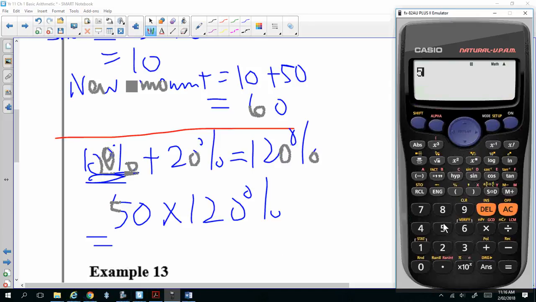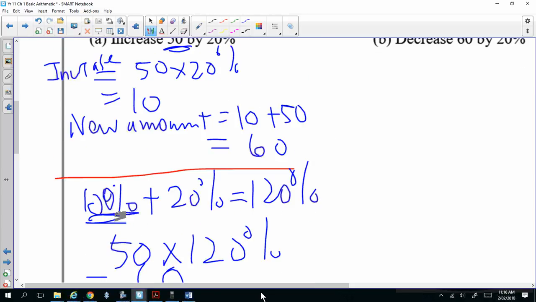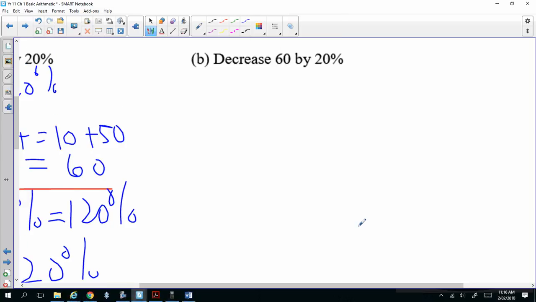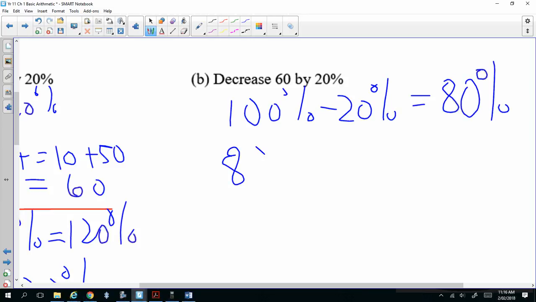So you go 50 times 120% gives you 60. I prefer this way because it's faster. Any question? Alright, I'm going to use the second way for the decrease. So you just go 100%. Subtract by 20% if it's decrease, so you're only getting 80%. So 80% of 60. So that's how you decrease 60 by 20% is to multiply the remaining 80%.